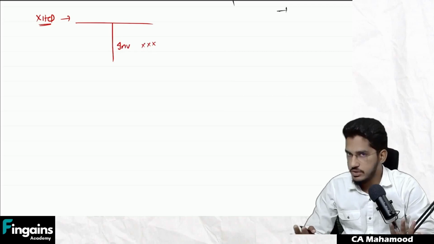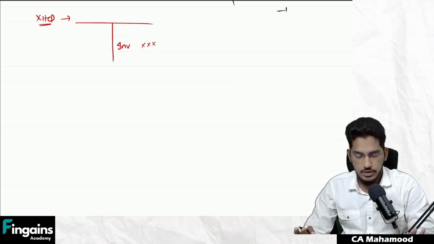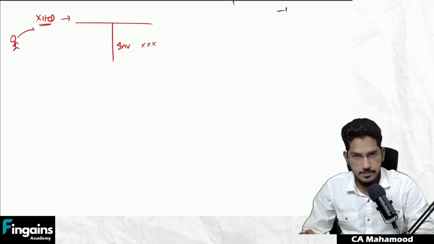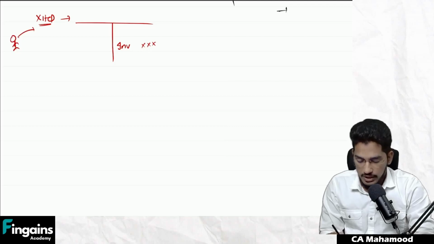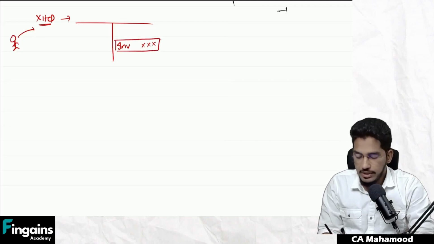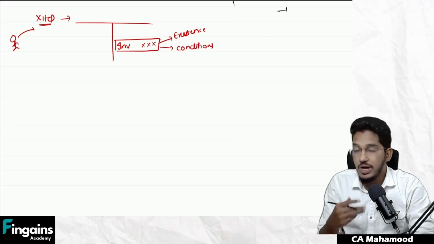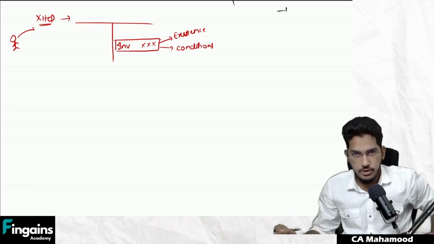So assume yourself as an auditor. You are doing audit of this company. You are a practicing chartered accountant. So if you want to obtain audit evidence whether this inventory value is correct or not, as I have told, we need to obtain evidence regarding existence of inventory. We also need to obtain evidence about condition of the inventory. So you tell me, if you are an auditor, what you will do?